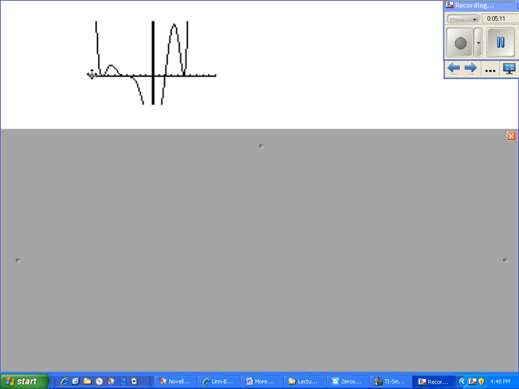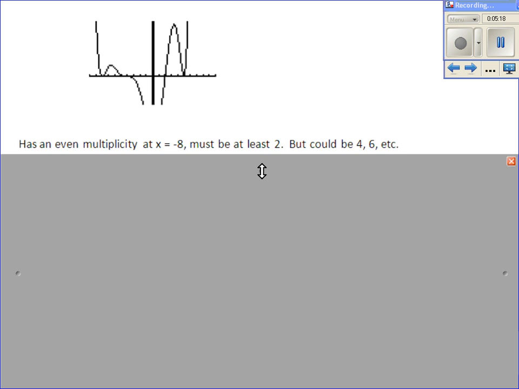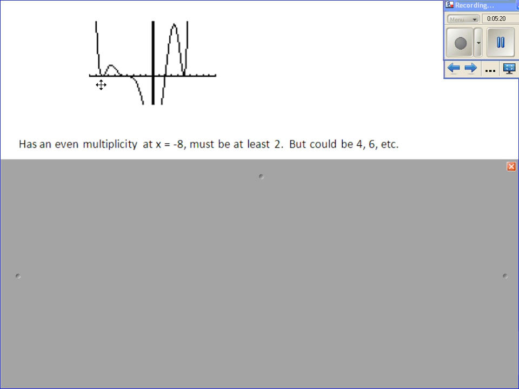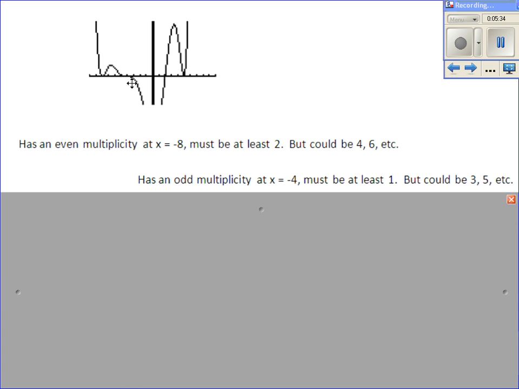It does look like it's an even degree because the right and left-hand behavior are both increasing. So at x equal -8, the degree has to be at least 2 because it's got an even multiplicity because it's bouncing off. But it could be 4, 6, 8, 22, 118, etc. At x equal -4, the graph's passing through, so it's got an odd multiplicity, so it's got to be at least 1. It could be 3, 5, 13, 87, etc.